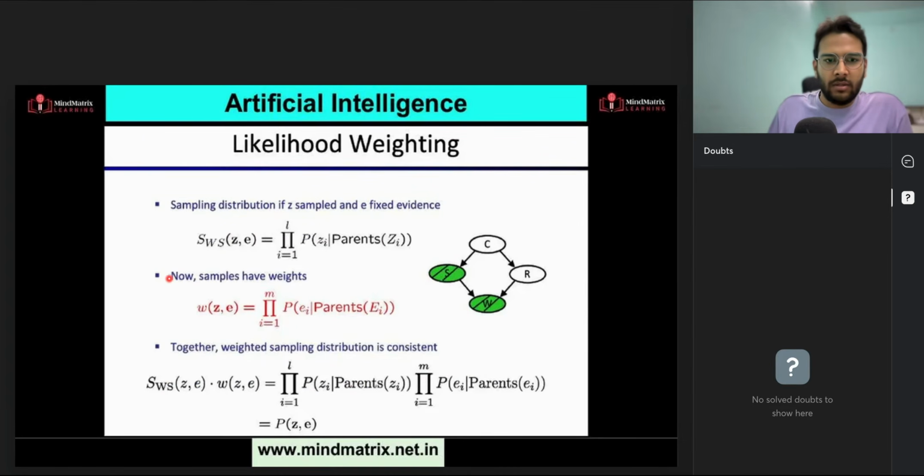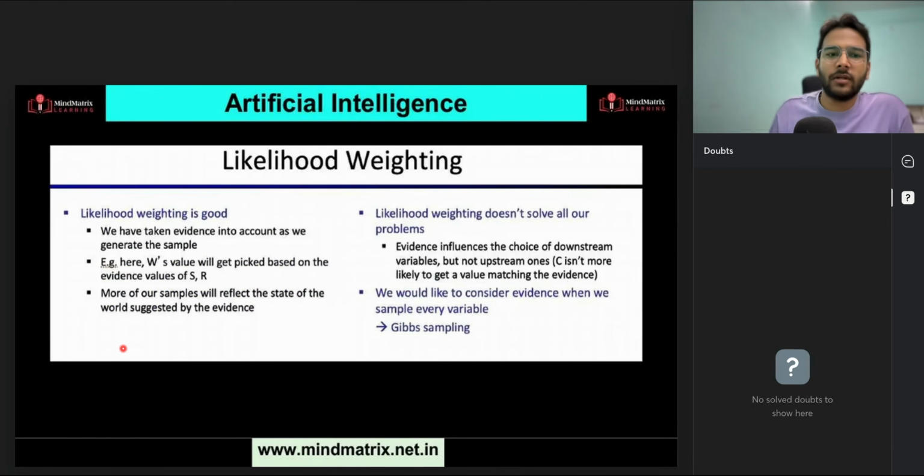Fine. Again, this slide you can just give a read, but it is not very important from your exam point of view. Here you need to understand how the sampling method is working. That is more important. Whatever I've explained to you is mentioned over here too, but these are some fancy ways to represent what we have done. The point is the same. Clear? So just to keep things simple, let's proceed. Likelihood weighting is good. We have taken evidence into account as we generate the sample.